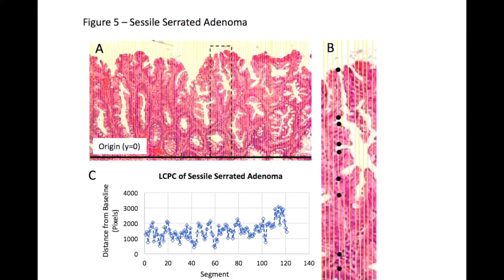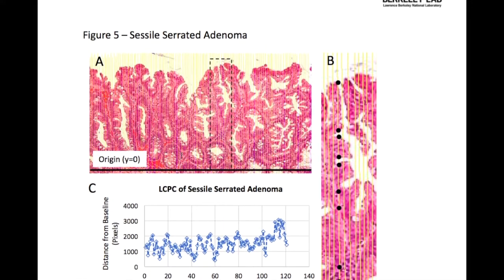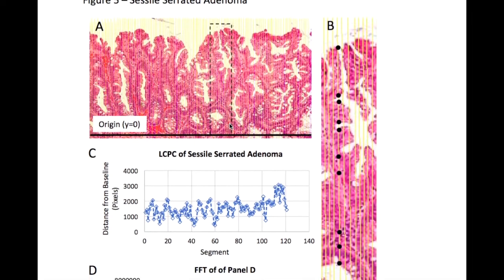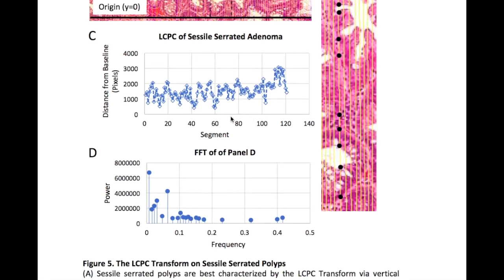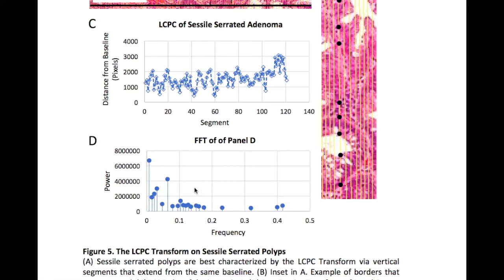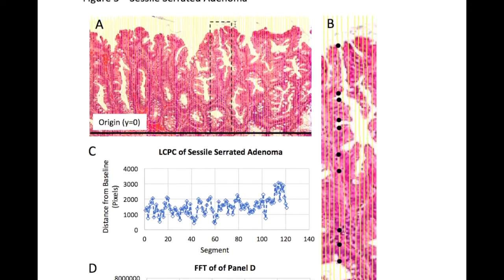And then we can also apply the same approach to the serrated polyp. In this case, for serrated polyps, I also think it's best to assign the baseline not as one central point, but as a horizontal axis from which all radial lines emanate. And so the LCPC can also capture the degree of tubiness, or in this case sawtoothness, of a serrated adenoma. And this is what it looks like. And if you do the fast Fourier transform on this, you get this frequency signature that represents the tubiness of a serrated polyp.